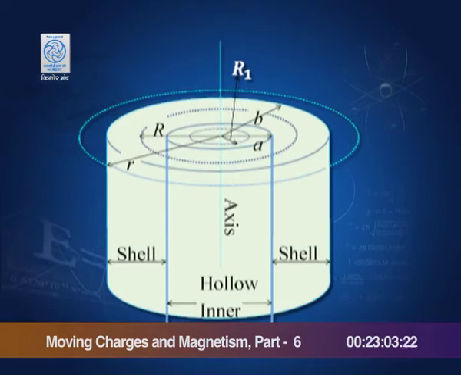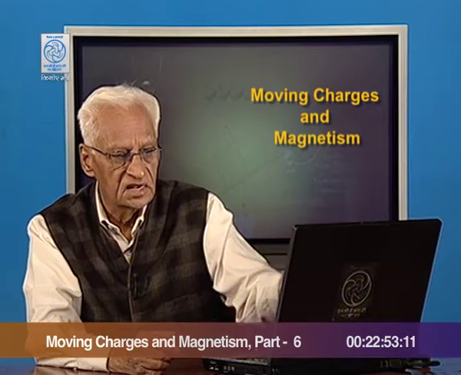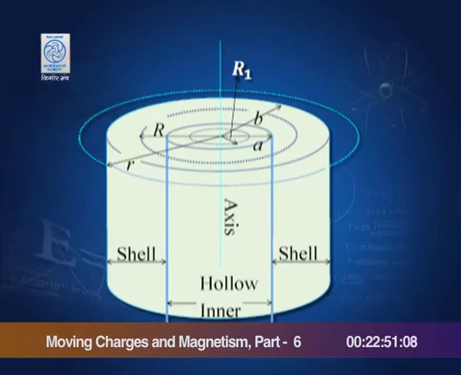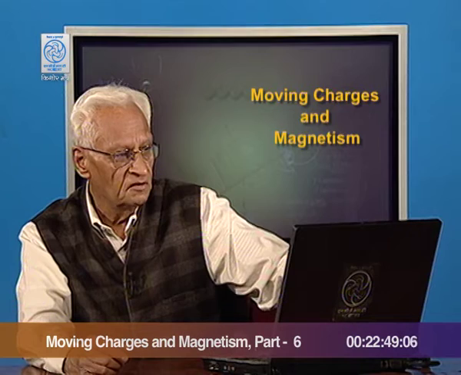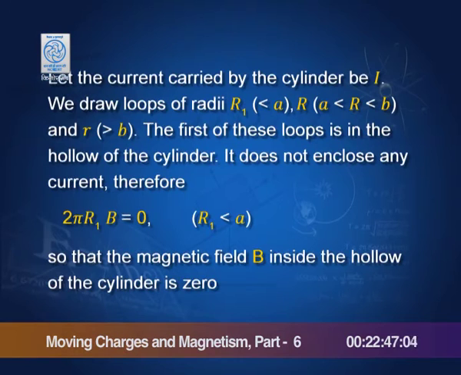But let us first take a simple case. We draw an Ampere's circle inside the hollow, that is, the radius of that is less than A, and since there are no currents inside, the magnetic field there must be 0. For r1 less than A, 2 pi r1 times B is 0, therefore, B is 0.